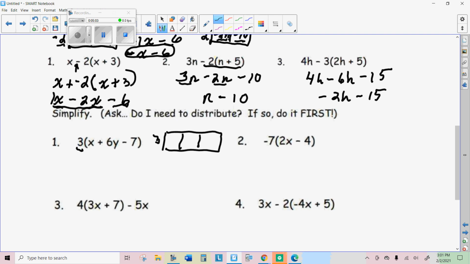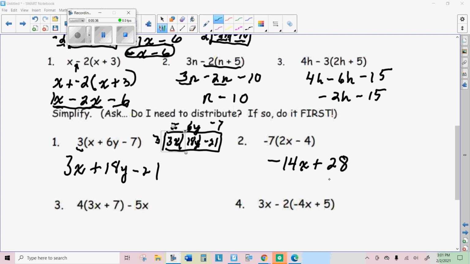So you would have the 3 there, x, 6y, and then negative 7. Make sure you have a negative there. And so you would do 3 times x is 3x, 3 times 6y is 18y, and 3 times negative 7 is negative 21. And then you would write that 3x plus 18y minus 21. You try the next one.